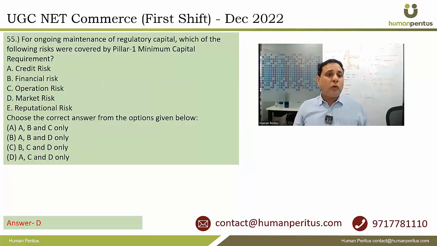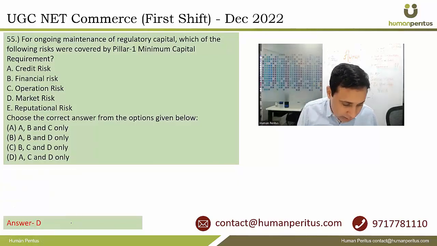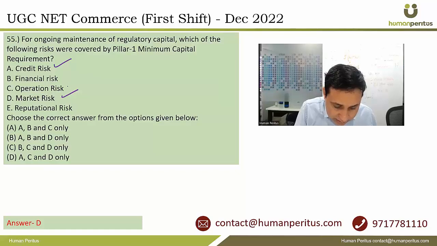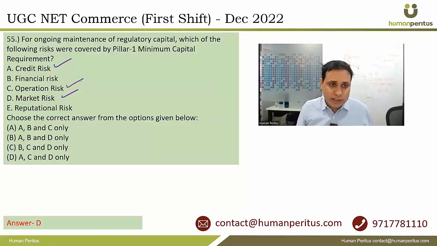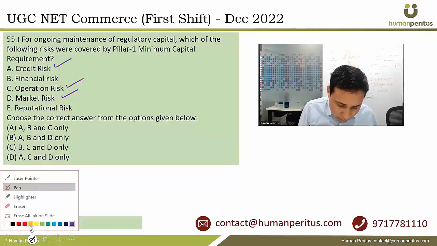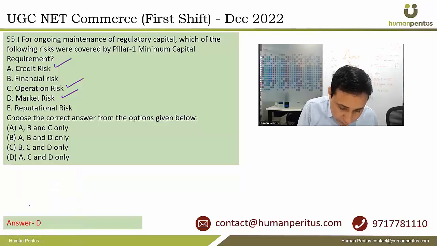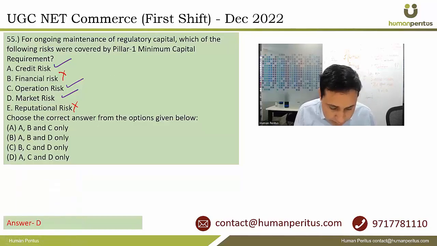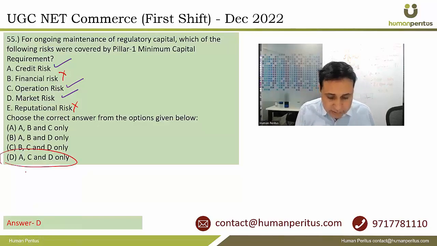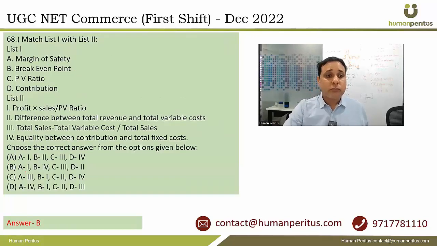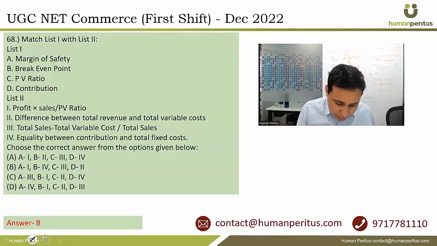Okay. For ongoing maintenance of regulatory capital, pillar 1 in Basel norms में कौन कौन से रिस्क आते हैं? So guys, इसमें आते हैं अपने क्रेडिट रिस्क आता है, फिर then we have market risk, then operational risk, and चौथा रिस्क होता है लिक्विडिटी रिस्क, जो कि इसमें नहीं दिया हुआ है. तो कौन कौन से नहीं होंगे? So this option will not be there. This option will also not be there. Therefore, correct answer is A, C, D, which is given in option D. Correct answer is D.